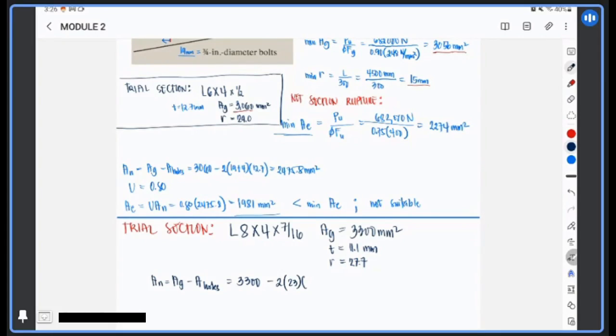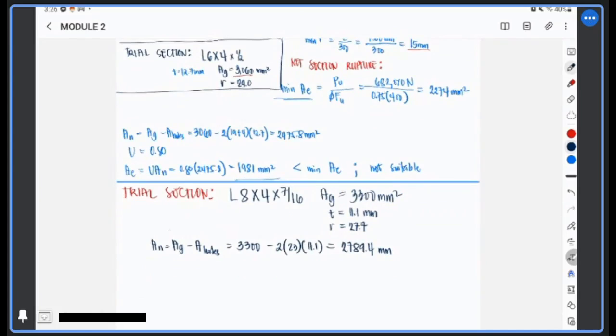Okay. The thickness now of our trial section L8 by 4 is 11.1 mm. So 3,300 minus twice of 23 by 11.1. Okay, that's 2,789.4. Alright. And then, our effective net area, since our reduction factor U is 0.8, our effective net area is 0.8 of our AN. That's 2,789.4, sorry.